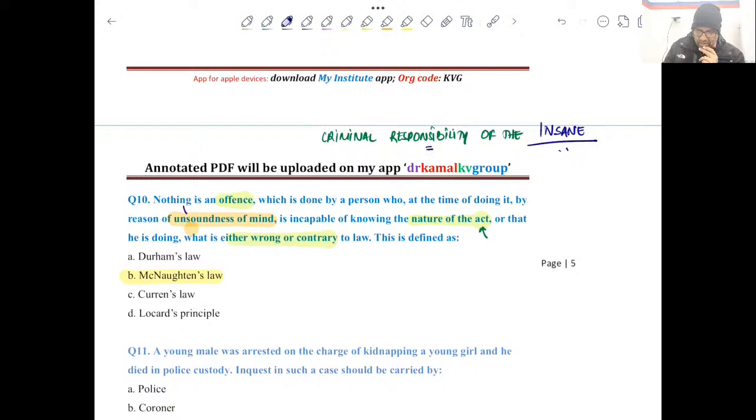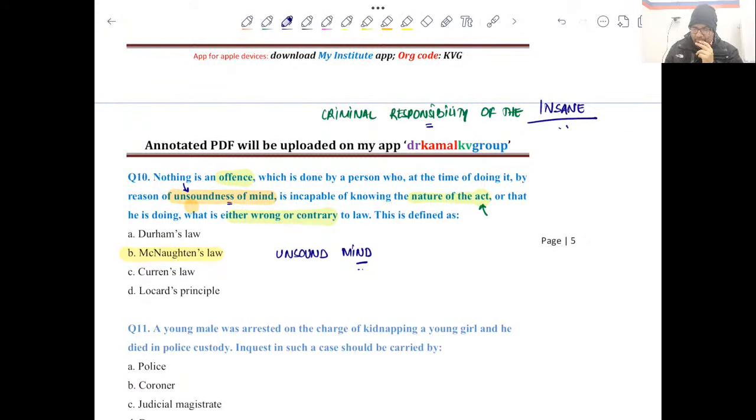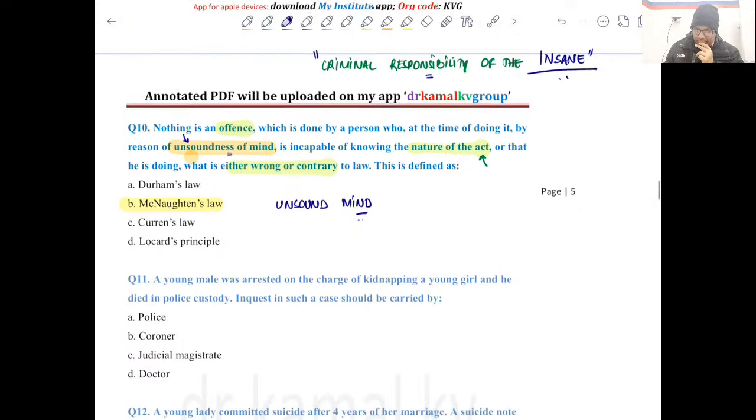So if a person at the time of committing an act is of unsound mind, now unsound means he is not having normal senses, so he cannot be held guilty of the crime, whatever he has done in that state of mind, right? So this is the McNaughton's rule, which relates to the criminal responsibility of the insane.